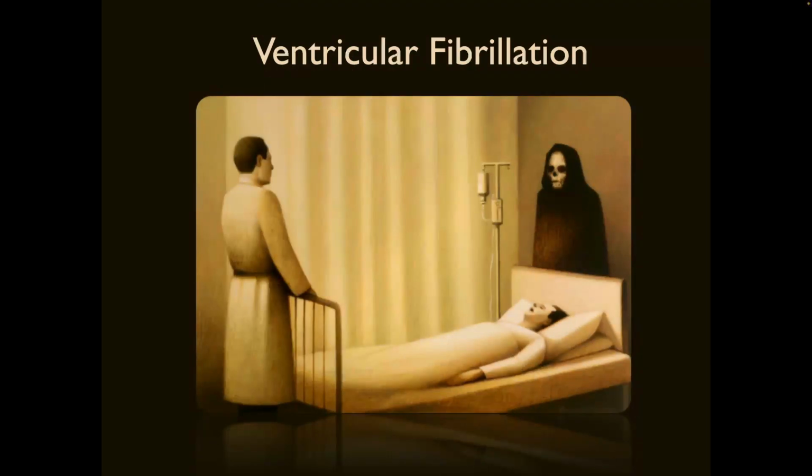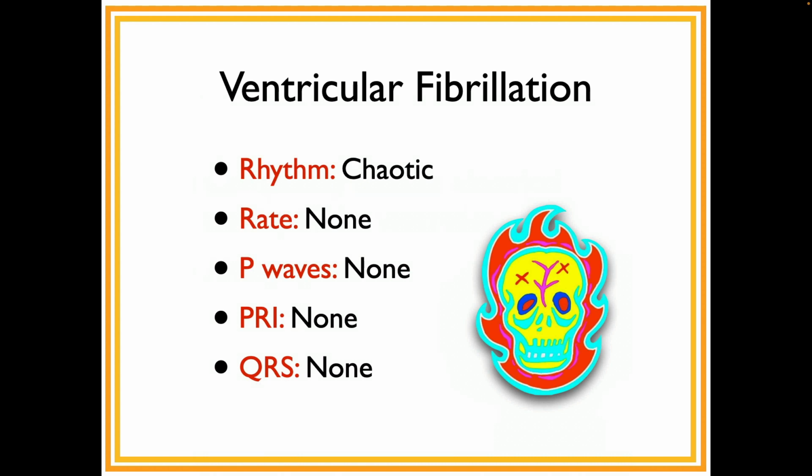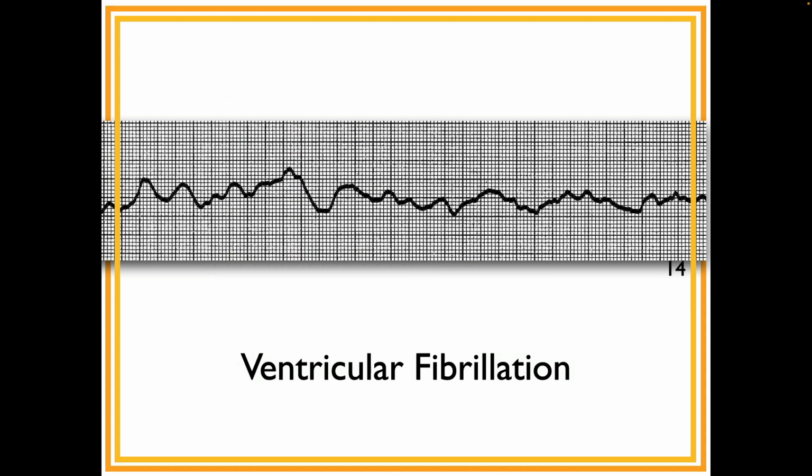Okay, this keeps us in business, VFib. So completely chaotic electrical activity in the ventricles, it's always pulseless. It's always pulseless. It's impossible for it to be with a pulse. Okay? If you walk in and you look at the monitor and it looks like V-fib and the patient is sitting there talking to you, it's not V-fib. It's some kind of really weird interference in the monitor. Okay? There is no rhythm, there are no QRSs, there's no rate, there's no P waves, there's no PRI. I mean, it's kind of an easy ECG. Okay, so VFib.